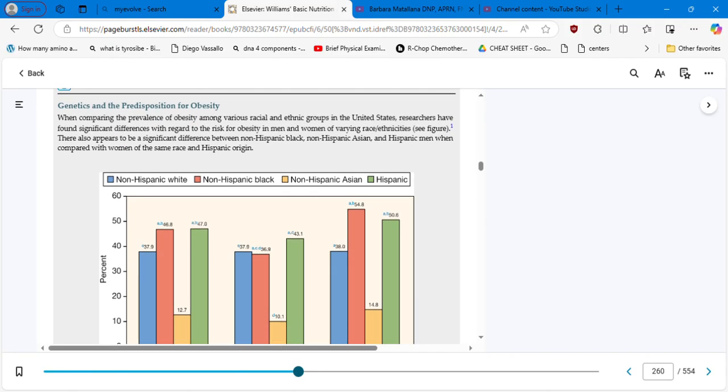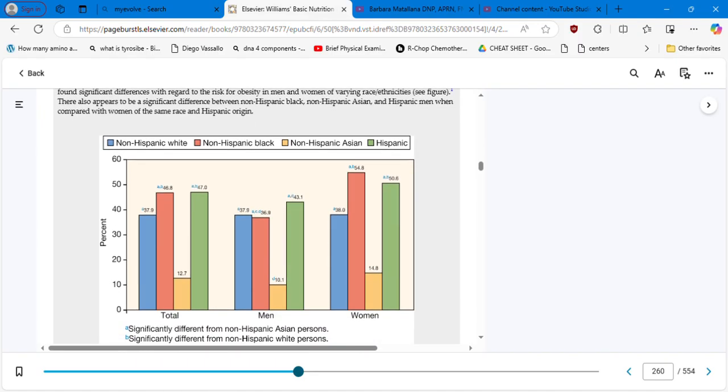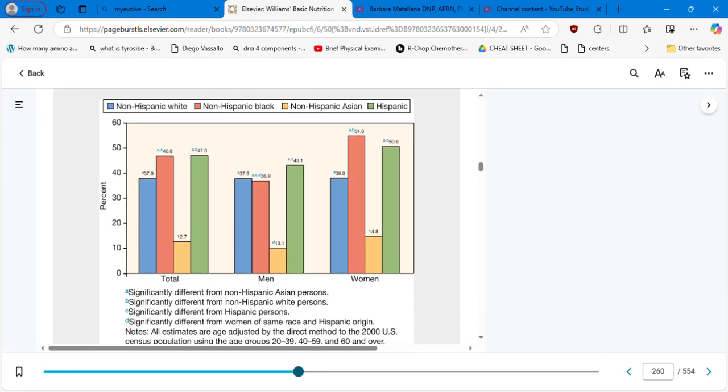Yes. And here we are going to see two graphics talking about genetics and the predisposition for obesity. So when comparing the prevalence of obesity among various racial ethnic groups in the US, researchers have found significant differences with regard to the risk for obesity in men and women of varied race, ethnicity. Okay, so for example, we are going to see the high tower here is the red one or orange, depending on your computer. We can see the red orange is in women.